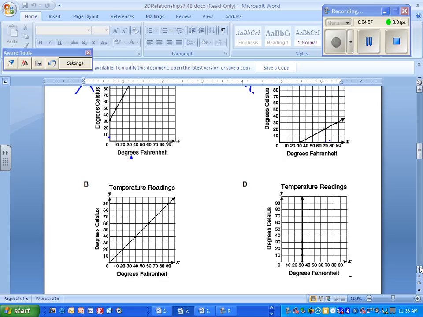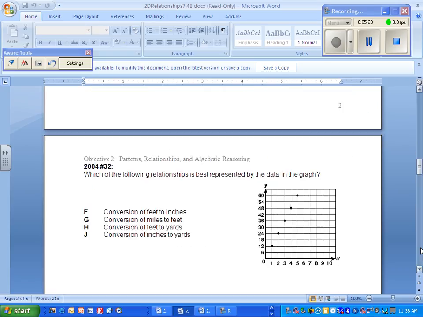This is not a one-to-one relationship between degrees Fahrenheit and degrees Celsius, so that's not it. And this says when my degrees Fahrenheit are 32, then that's for all degrees Celsius. That doesn't even make sense. So yes, my answer is right up there on C. Just make sure that the data in the graph matches what you see in the table. All right, let's move on.